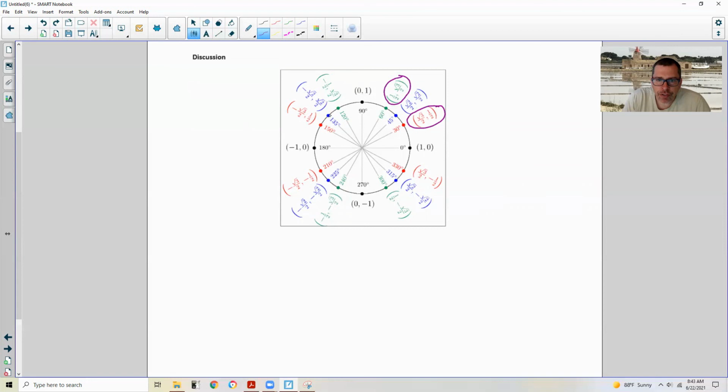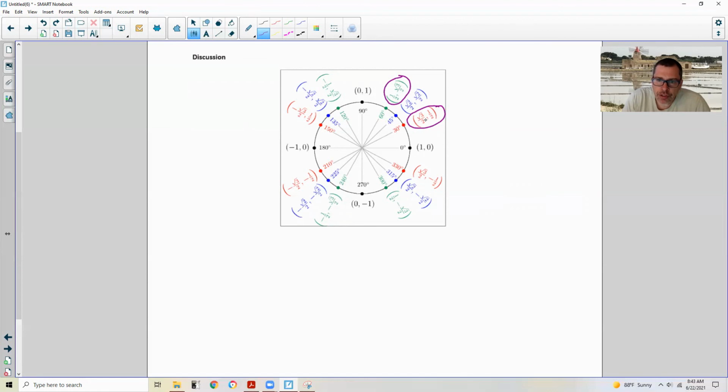Then you do your 45s, root 2 over 2, root 2 over 2. But x becomes negative in the second quadrant, so it's negative root 2 over 2, root 2 over 2. And then you come down to the third quadrant and they're both negative. And then you come over to the fourth quadrant and x is positive, or cosine is positive, and sine is negative. So it's just piecing it together.